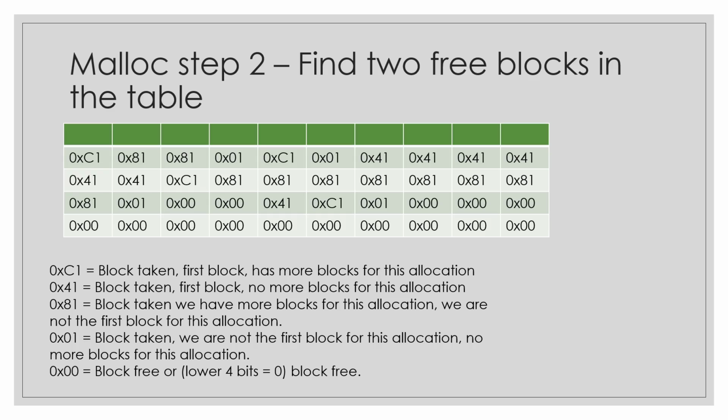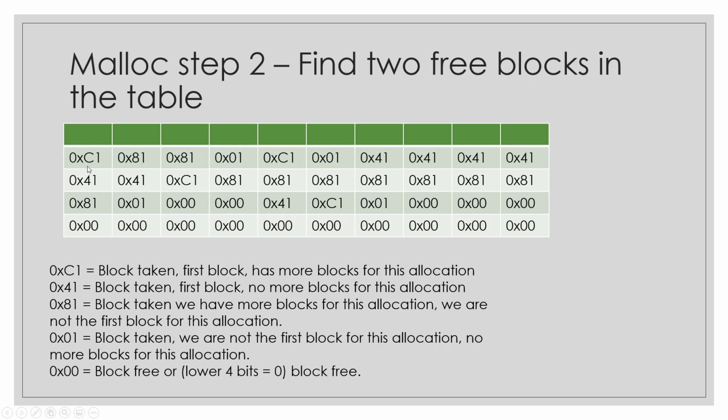We have more blocks for this allocation. We are not the first block for this allocation. 0x01, the block is taken. We are not the first block for this allocation, and there are no more blocks for this allocation. 0x00, the block is free. However, we should always just check the lower 4 bits to see if it's free, because technically the upper flags could still be set, and this should still be legal because the lower 4 bits represent the type, and the type tells us if it's free or not.